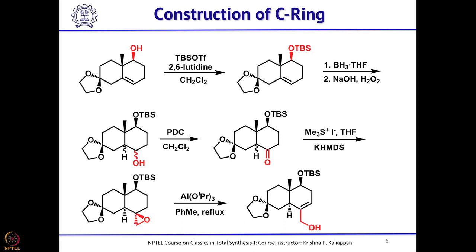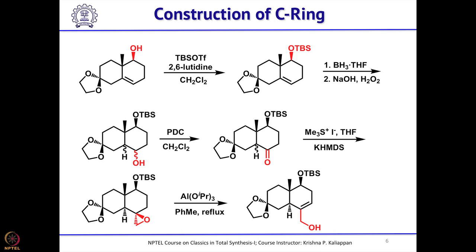From this ketone, he got the oxetane by two different routes. In the first route he used trimethylsulfonium ylide. When you have trimethylsulfonium iodide, treatment with potassium hexamethyldisilazide forms trimethylsulfonium ylide.